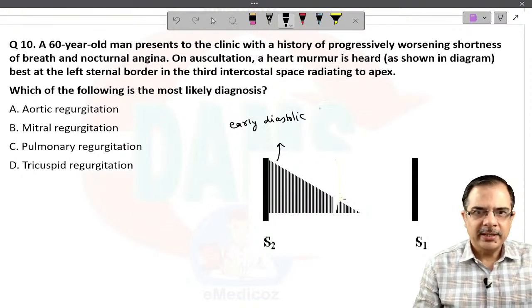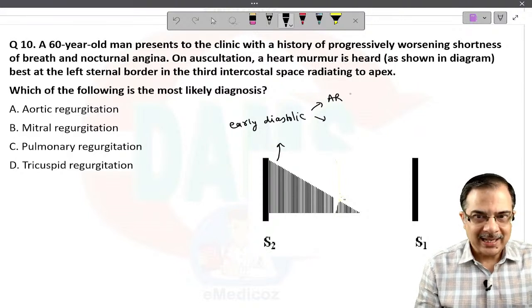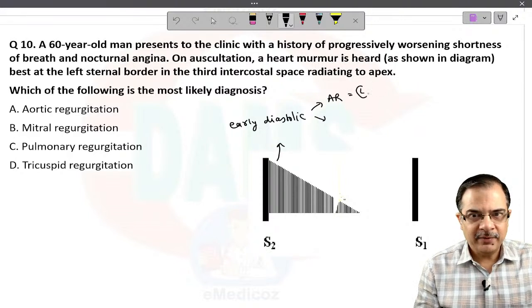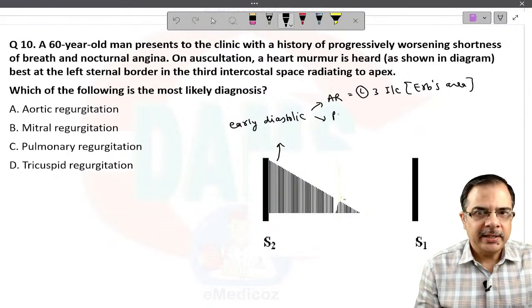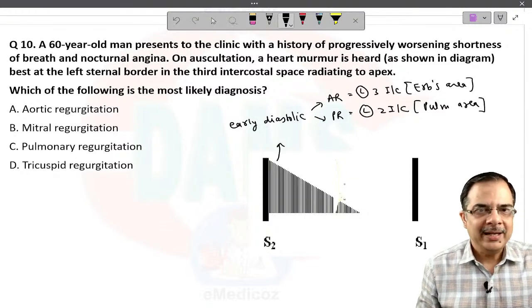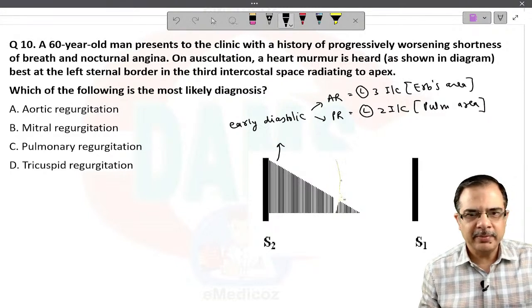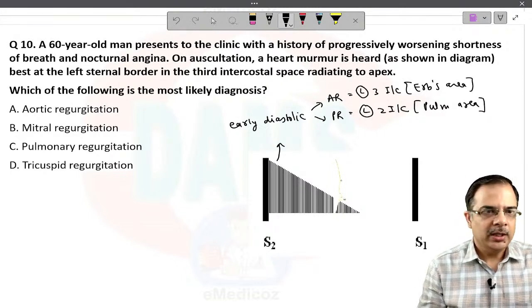Early diastolic murmur is seen only in two conditions. One is AR, but the site of AR murmur will be left third intercostal space, which is also known as Erb's area. And second is PR. PR murmur will be heard at the left second intercostal space, which is known as pulmonary area. Only two causes of this murmur are present. So the answer here will be aortic regurgitation.